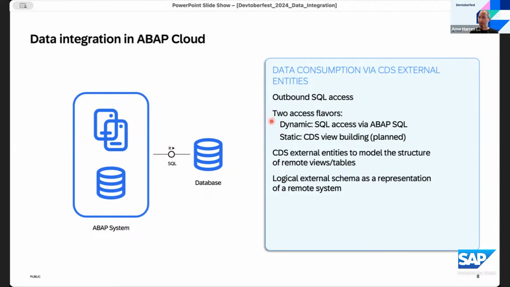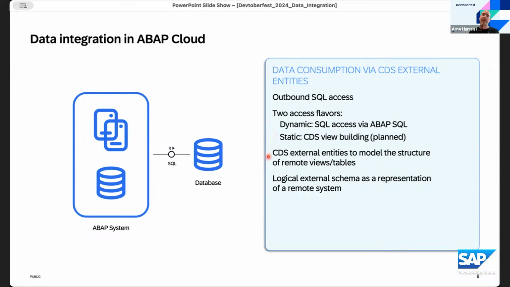This is what we currently have with the 2408 release, for example, of BTP ABAP environment. And what is planned is what we call the static access. This means you will be able to use CDS external entities as base objects for your CDS views. So you can build other CDS view entities and views on top of the external entity, and by that, you can integrate remote data into your normal view modeling.